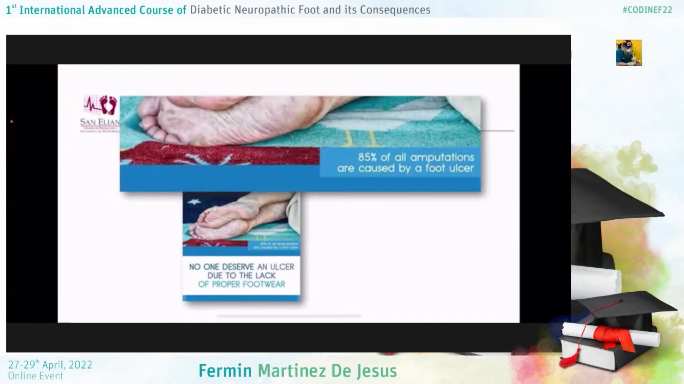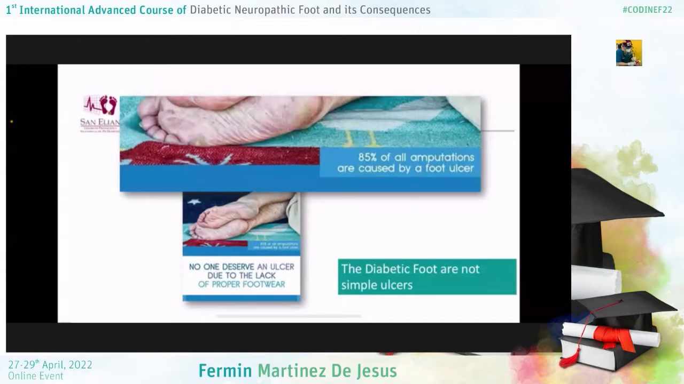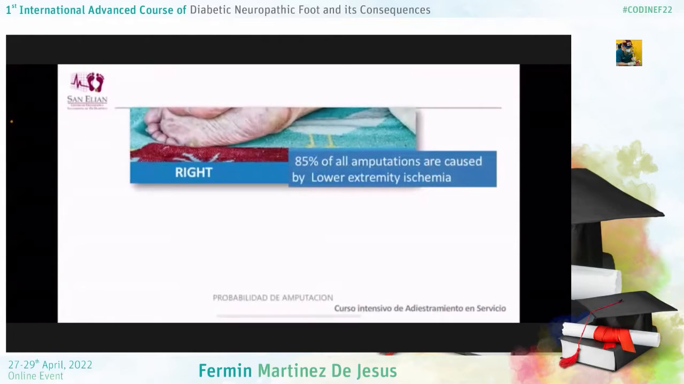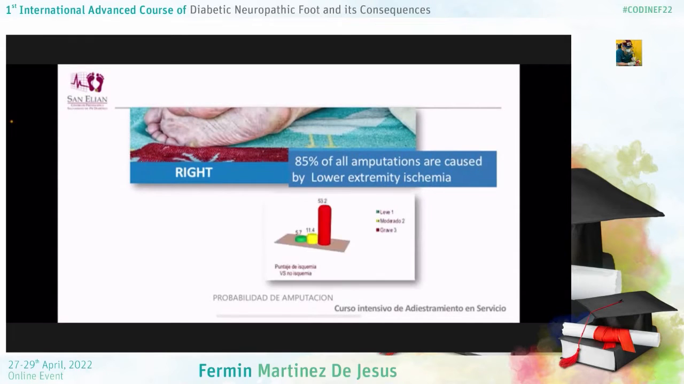It's important, I found this message on social media where I saw this statement about 85% of all amputations being caused by foot ulcers. But that is not completely true. The diabetic foot is not a simple ulcer. It's a paradigm that must be reconsidered, because the right statement is that 85% of all amputations are caused by lower extremity ischemia.